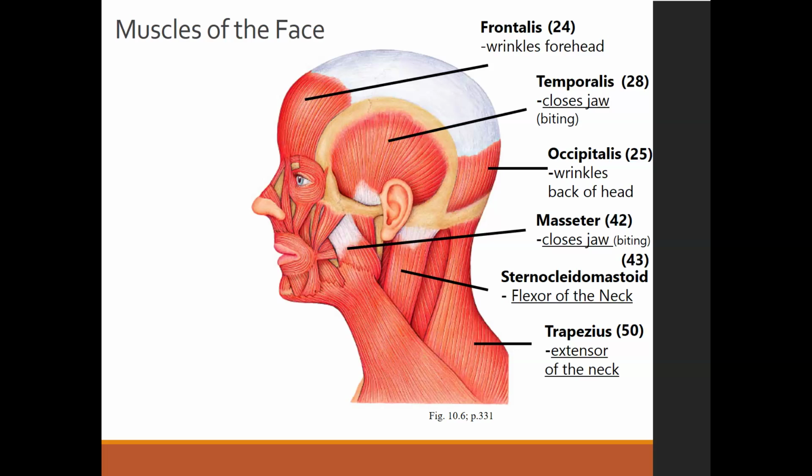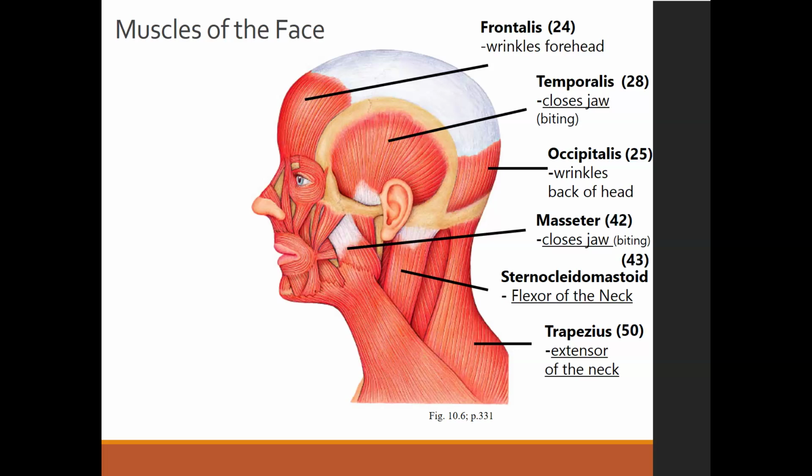So what we'll do now, pull it backwards, right? We call that extension. So if the muscle's in the front, it's gonna be a flexor. If the muscle's in the back, it's gonna be an extensor, all right? So yes, you will need to know those two actions. Trapezius as an extensor in the back, SCM as a flexor in the front.